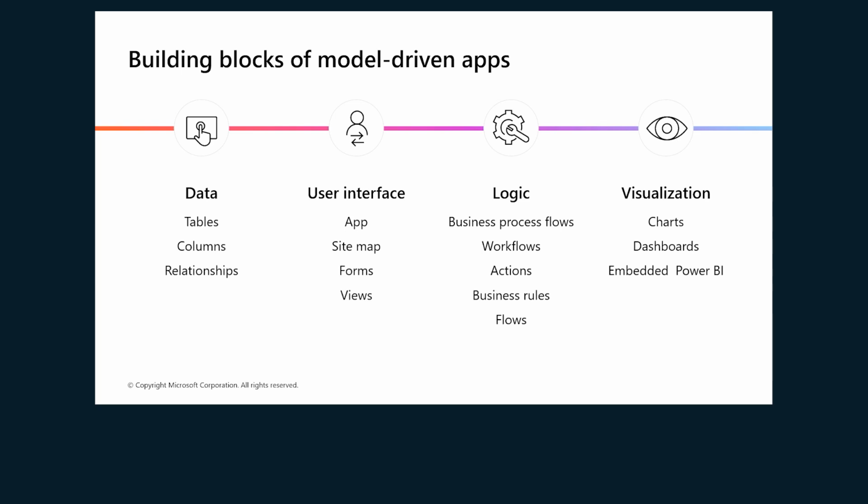Data components like tables, columns, and relationships form the backbone of the app, enabling structured storage and relational integrity. The user interface is crafted through elements such as the app shell, sitemap, forms, and views, which determine how users navigate and interact with the data. These components make model-driven apps ideal for scenarios like customer relationship management, service tracking, or compliance workflows, where structured data and guided user experiences are essential.